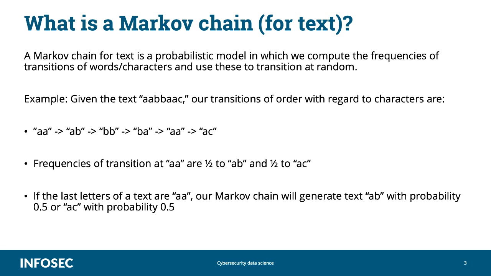Now we calculate the frequencies. So let's say that you're at AA. Well, half of the time you go to AB and half of the time you go to AC. So those are the frequencies.